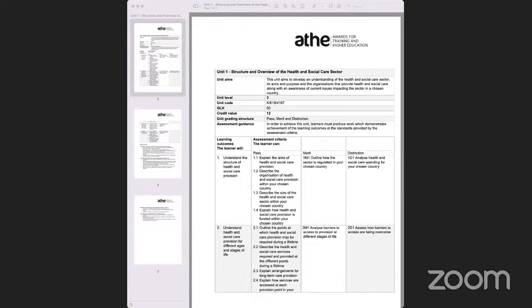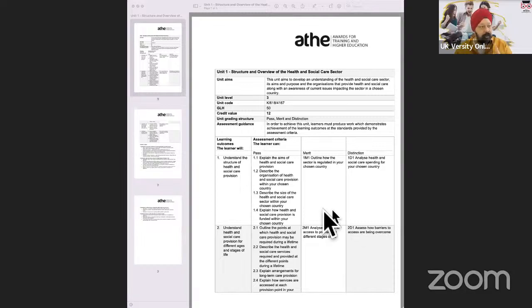Now, what you see on your screen right now is primarily a unit spec for the unit that we're going to be starting. This particular unit essentially talks about the structure and overview of the health and social care sector. It is the starting unit in this qualification, which is the level 3 diploma in health and social care, and is predominantly based on you developing an understanding of how the national health services within a particular country work.